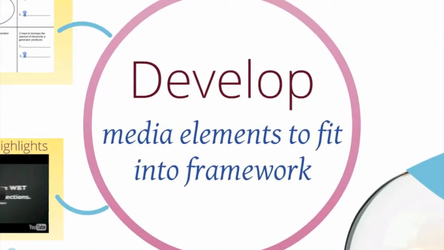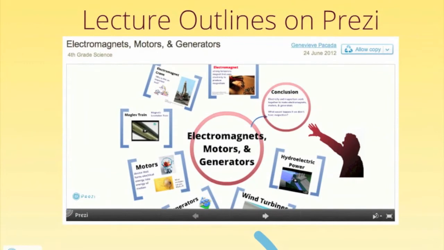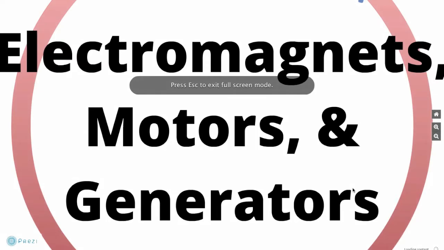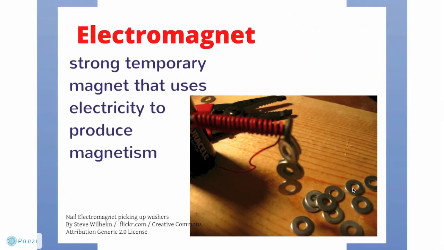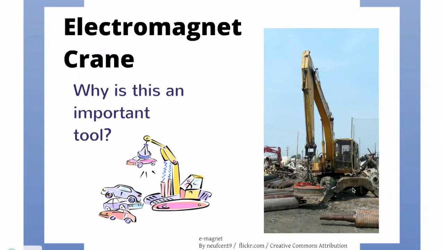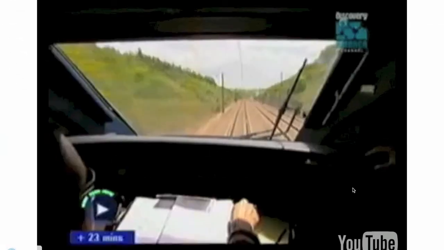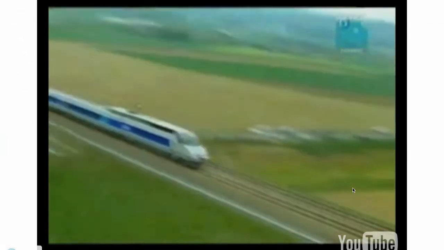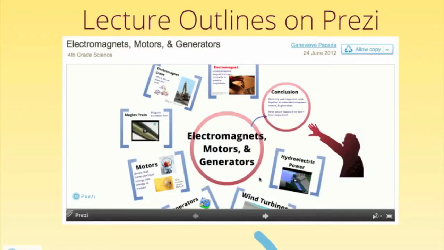Next, I go to the development stage, and that's where I develop these specific media assets. So here's an example of what I would create on Prezis. And in this example, for electromagnets, motors, and generators, I have vocabulary words with definitions, and I also have embedded a few YouTube videos to help teach these difficult concepts so that the students can really have a chance to understand what I'm talking about.